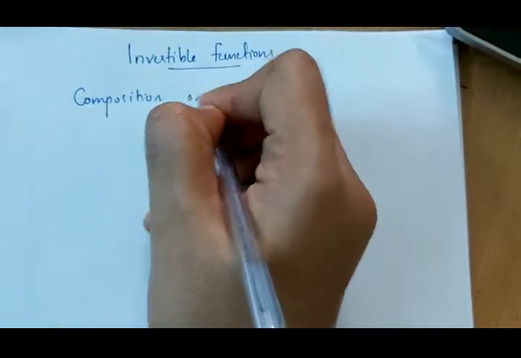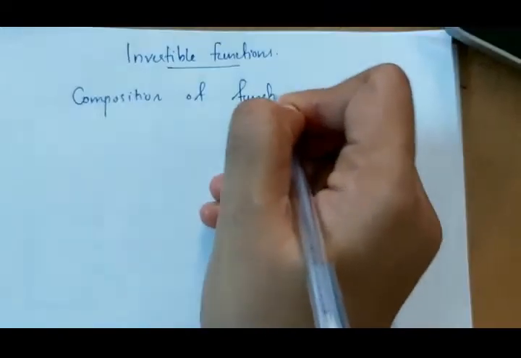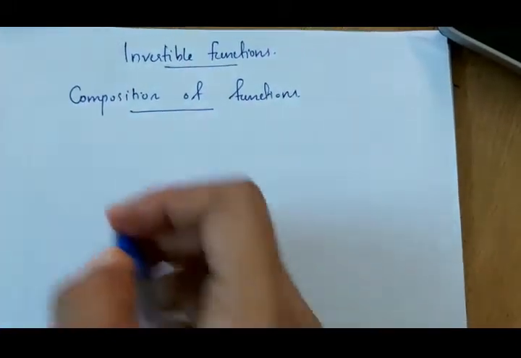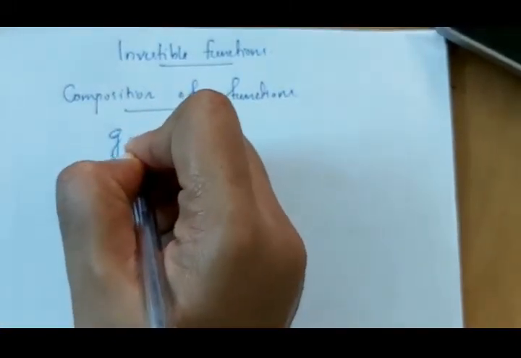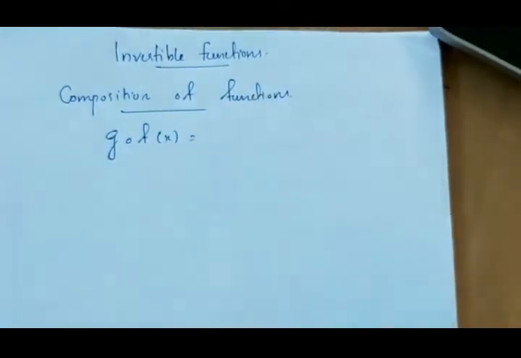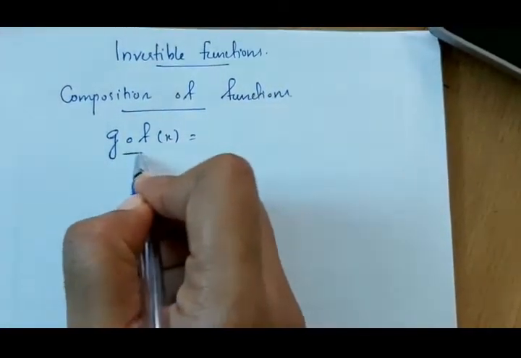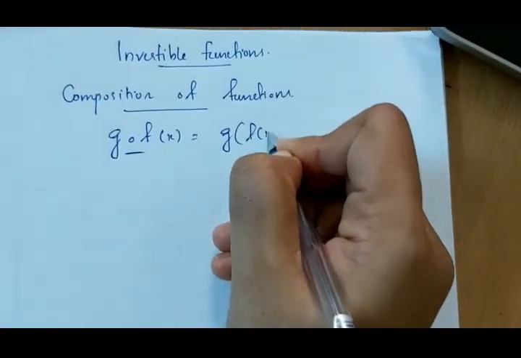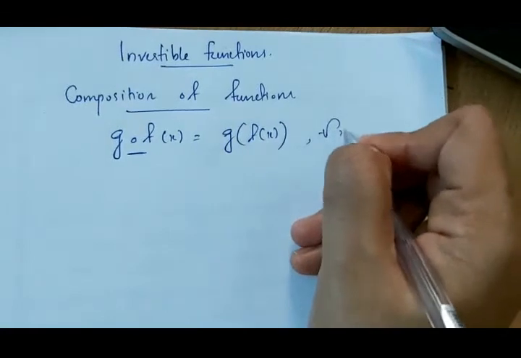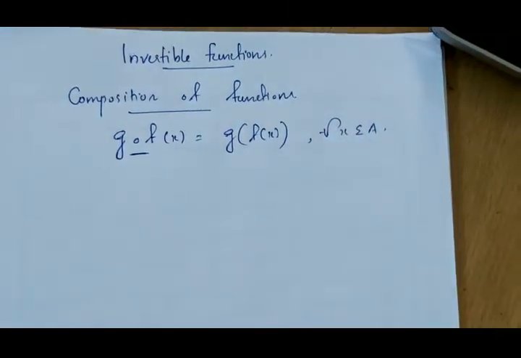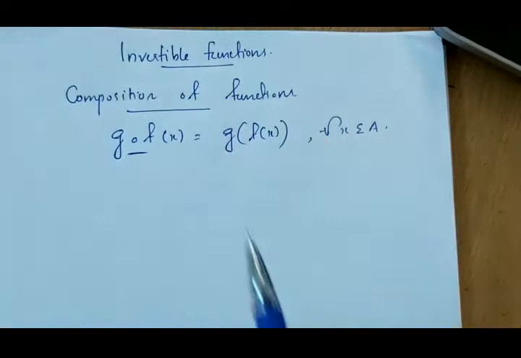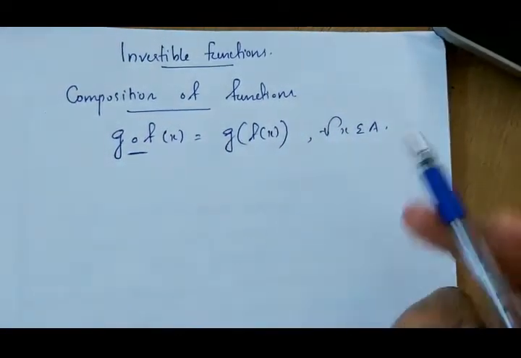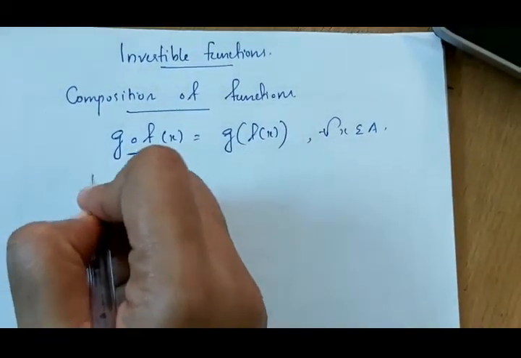Composition of functions. We can represent composition of two functions g of x and f of x as g composition f of x. This is a representation of composition. We can represent it as g of f of x for all x element of a set A. Okay, this is the representation for composition of functions. In previous class, we discussed about composition of functions and its related problems. Let's go to what is an invertible function.